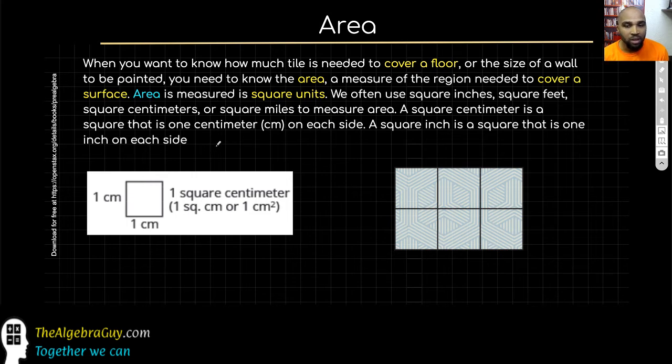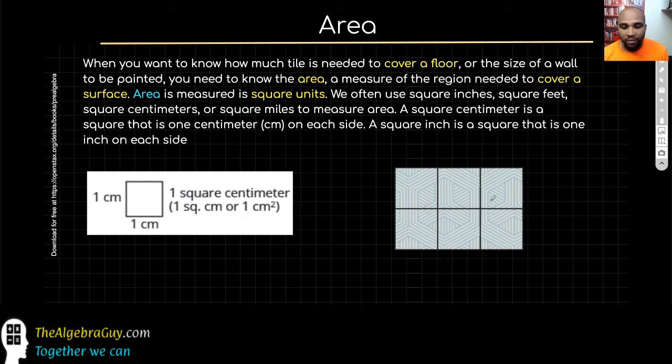Not just how many centimeters there are, but how many square centimeters are there. We often use square inches, square feet, square centimeters, square miles to measure area. A square centimeter is a square that is 1 centimeter on each side. Now, it'd be the same thing if it was a square inch, right? It'd be a square inch on each side, or a square mile. So usually when you're talking about area like land, you'll hear talk about square miles, or some other units that's pretty large.